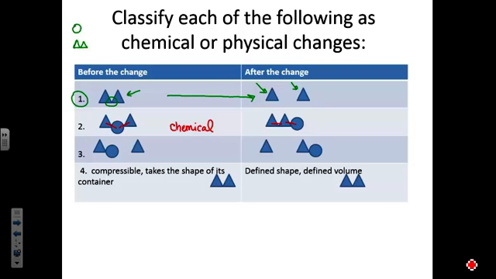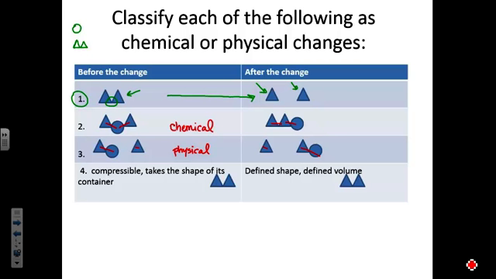In number 3, I start with a circle triangle bond and a triangle by itself, and I end with a circle triangle bond and a triangle by itself, and so nothing actually happened here. At least nothing chemical. So you could say physical or you could say nothing happened. Either of those would be fine. I'm going to say physical, just because that was the only other choice that I gave you.